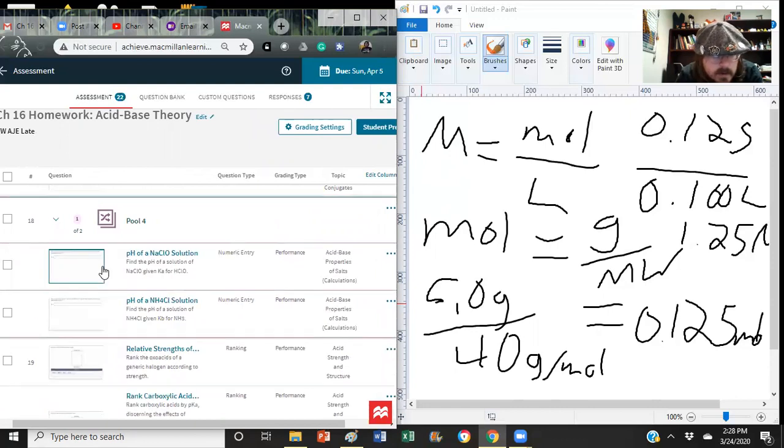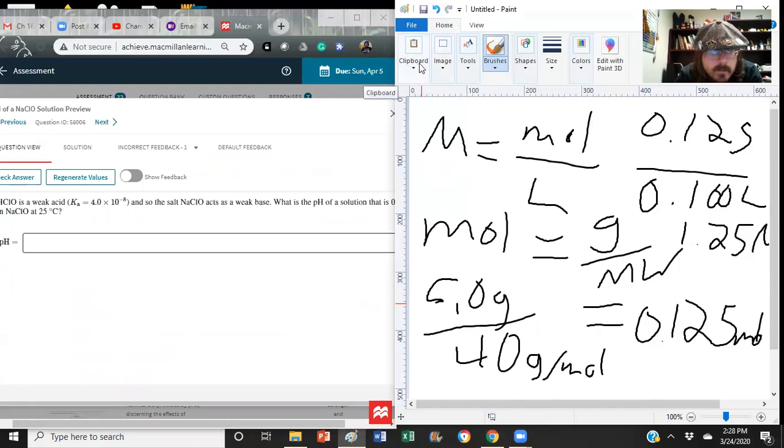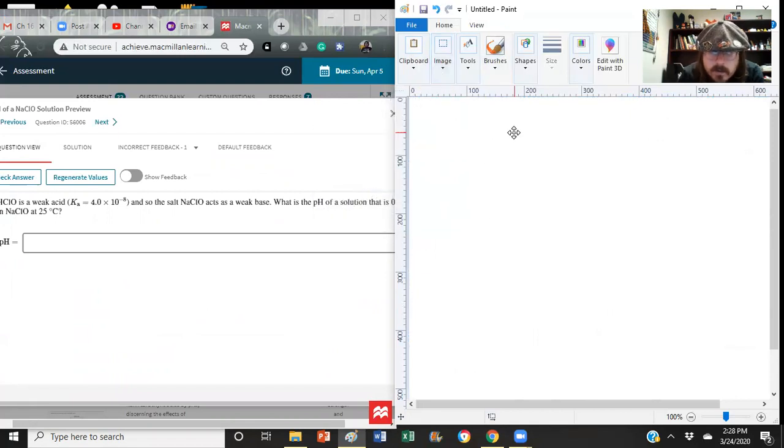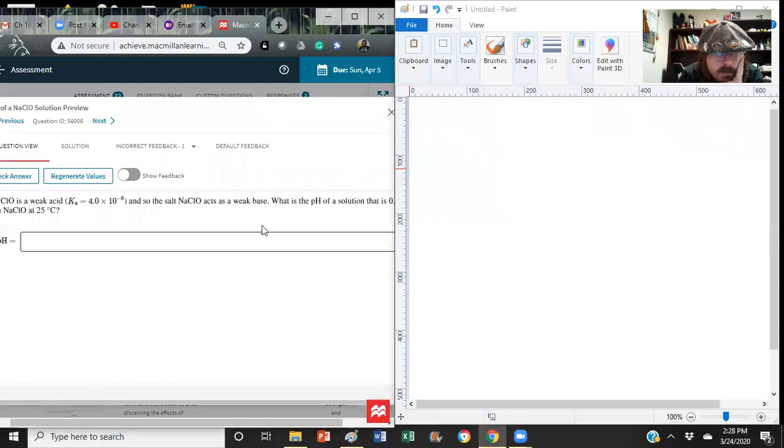Now, I'm going to go ahead and look at these two pool questions. So you could get one of two options. We can look at both of them. I really don't care. We'll go ahead and do this. HClO is a weak acid with a Ka. NaClO is a weak base. What is the pH of a solution that is 0.080 M NaClO? So this one I also kind of went over in the supplemental video.